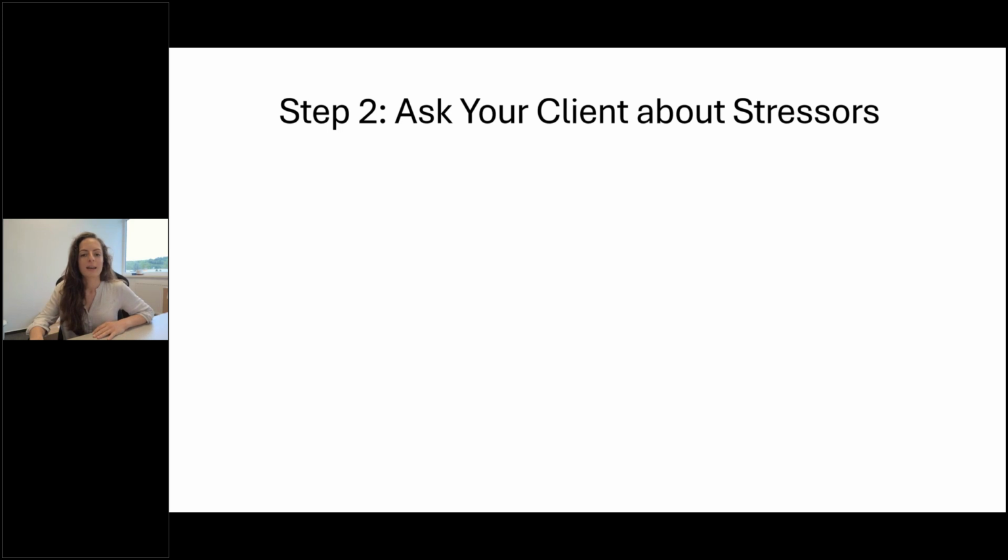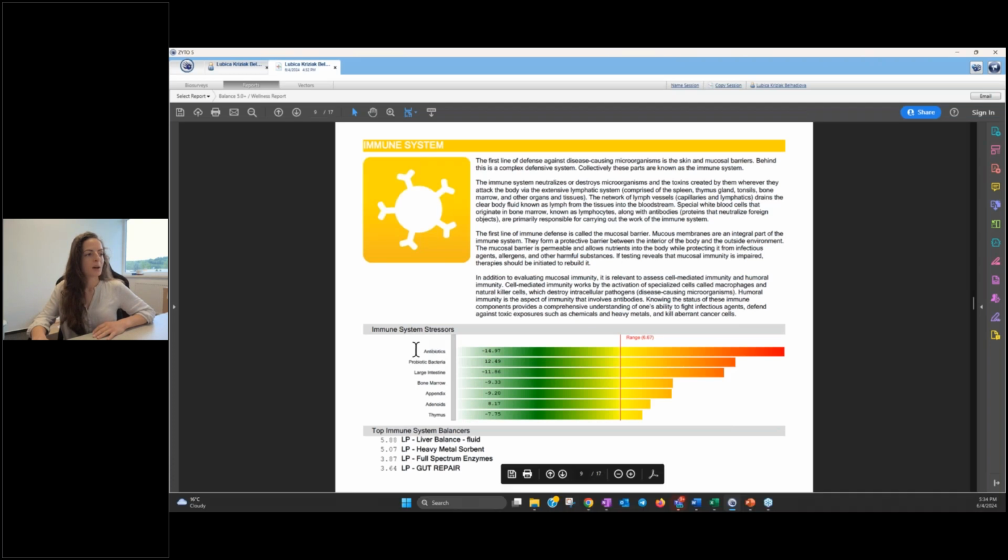Okay, so as you saw in my report, we saw some biomarkers here like antibiotics and probiotic bacteria, and you might feel confused about, okay, why are these here under the immune system? How are they related? What should I ask my client about antibiotics or probiotic bacteria?